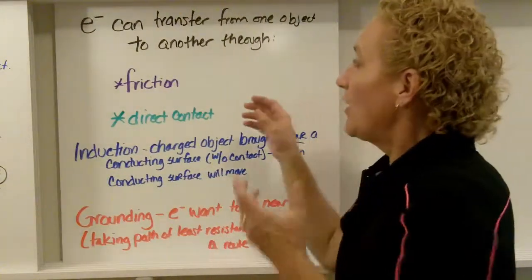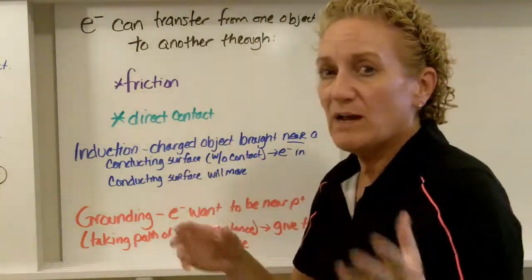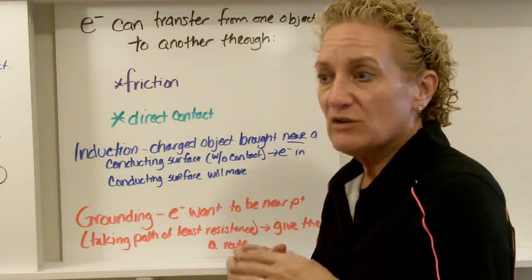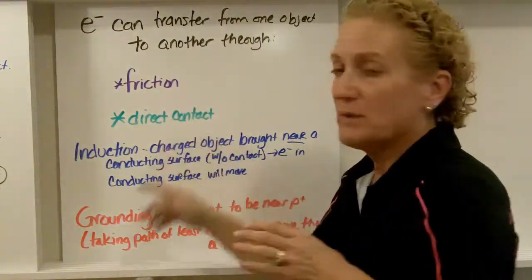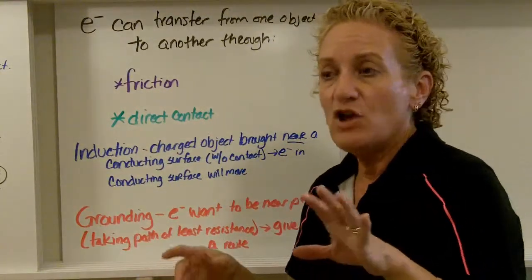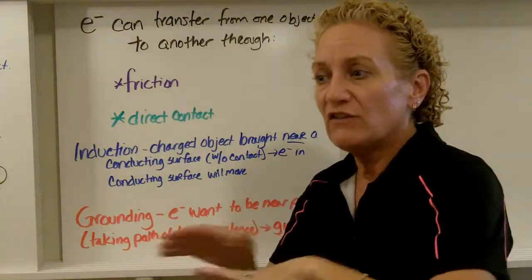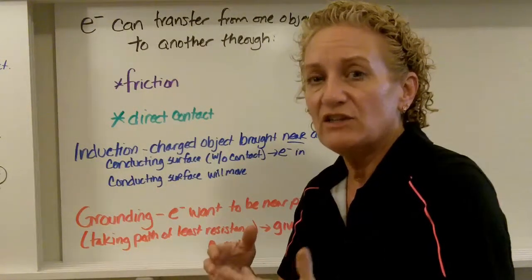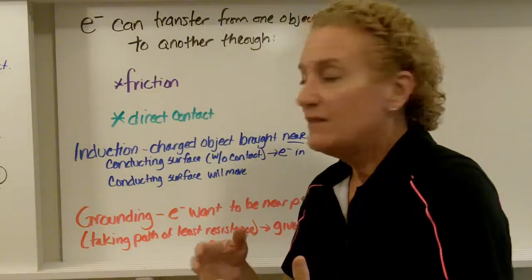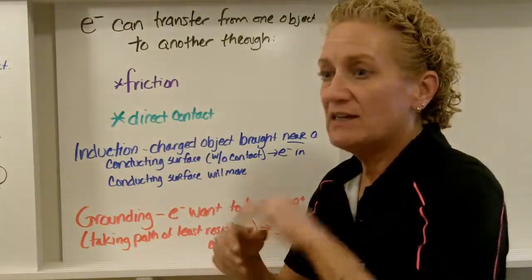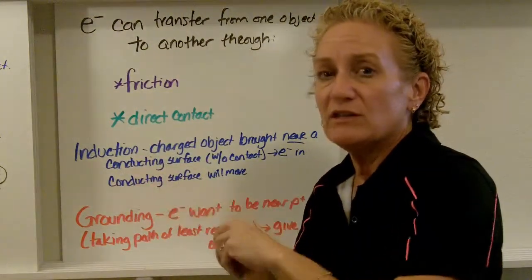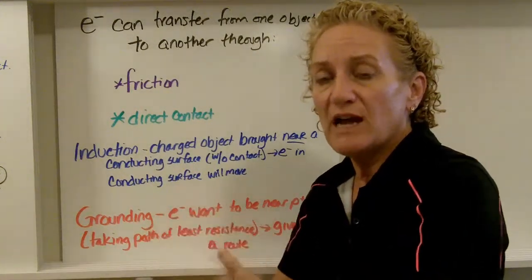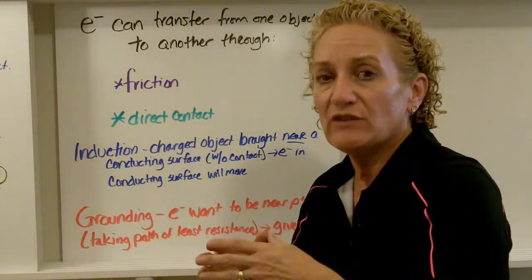So how can electrons be transferred from one object to the next? There's two main ways that it can do it. One is through friction and the other is by direct contact, and let me give you an example. You walk across a rug and you shuffle your feet on the rug. You're actually using friction to get some electrons into your body, okay? Then you touch the doorknob, direct contact, those electrons go from you into the doorknob, all right? So through friction or through direct contact, those are the only two ways that you can transfer electrons.